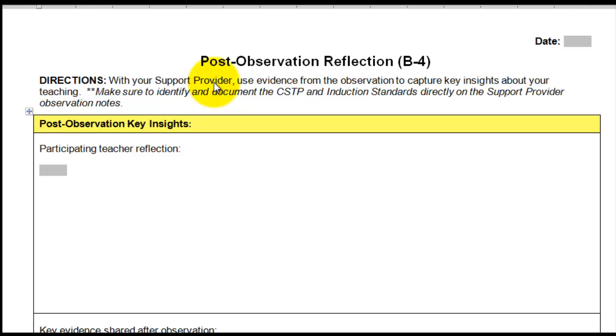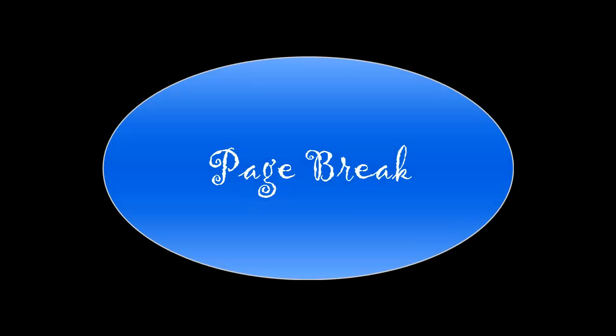Please note the only time an observation must be reported to either BITSA leadership or administration is if children are at risk of harm emotionally, psychologically, or physically. This is not an evaluation and cannot be used for employment purposes. This is a page break.